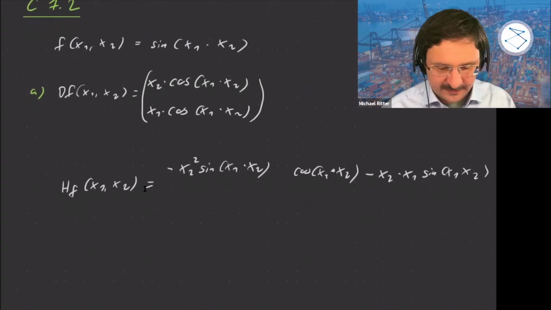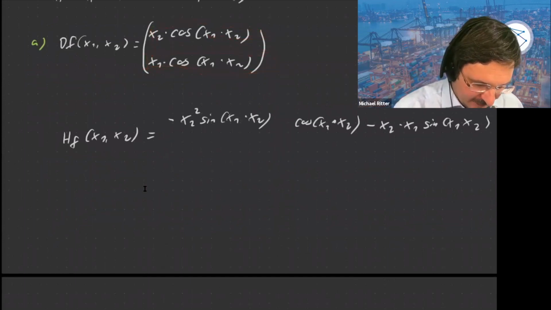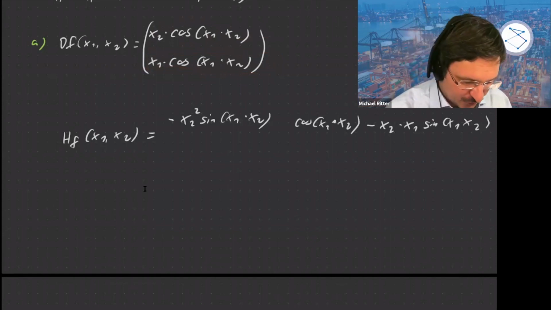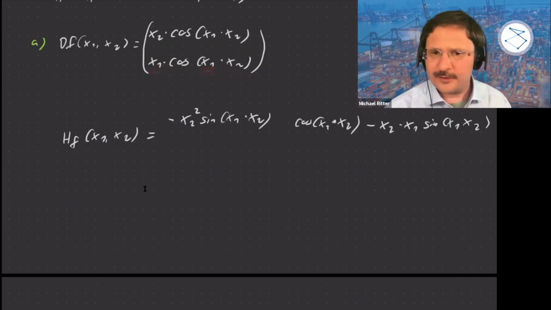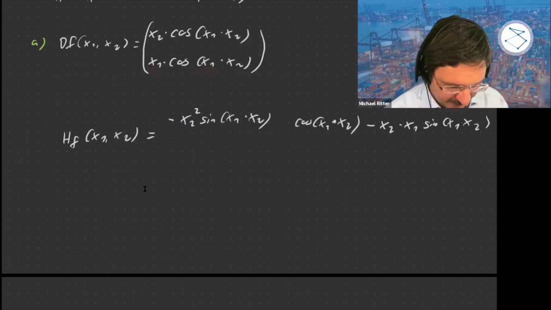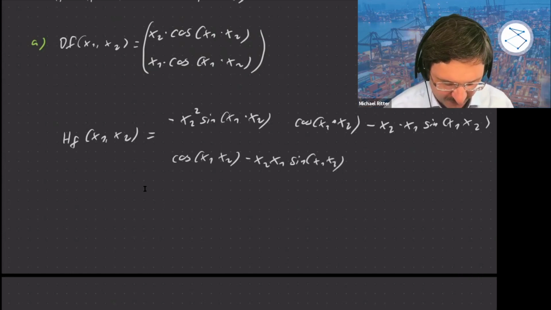Okay, so that's the partial derivatives of that first function here. And now for the second one. Differentiating that with respect to x1 works basically the same way we just did. x1 appears here and here. So we need to use product rule again. And we get cosine x1, x2 minus x2, x1 sine of x1, x2. It's not nice.